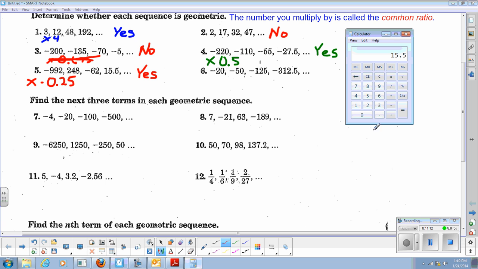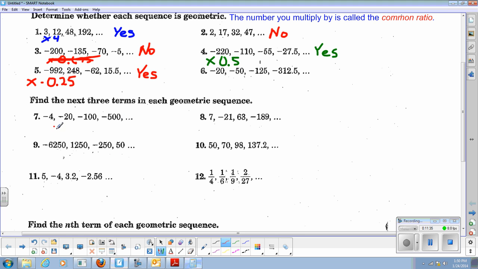So if I take negative 4 and multiply that times 5, do I get negative 20? Yes, I do. If I take negative 20 times 5, do I get negative 100? Yes, I do. All right, so I want the next three terms. So I'm multiplying here by 5. So we are timesing by 5. I want the next three terms.